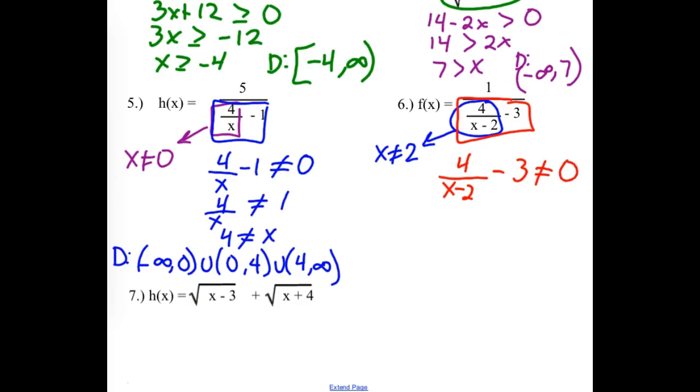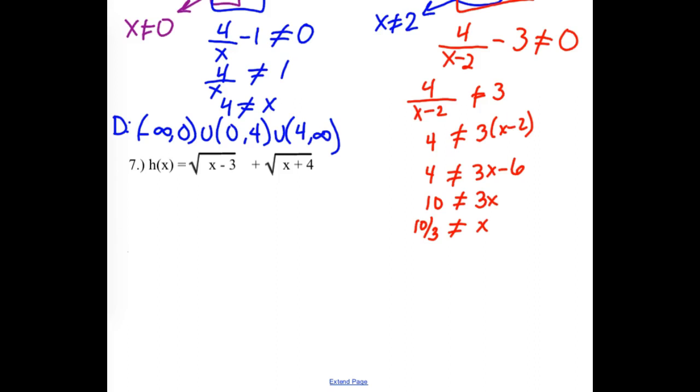Okay? I'm going to pause the video. I want you guys to try solving that. All right, checking our work. I added the 3 to the right-hand side. I multiplied the x minus 2 over to the right-hand side, distributed, and then got my like terms together. So we end up with x not being 10/3.